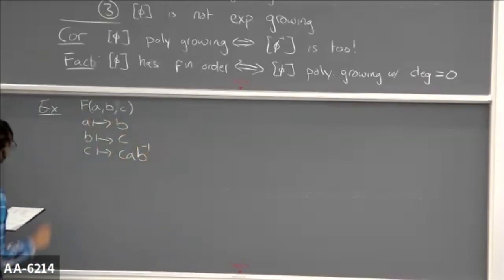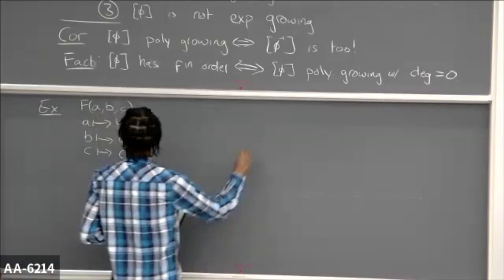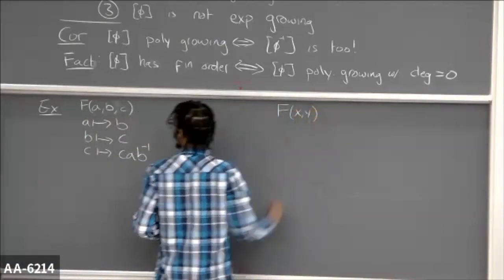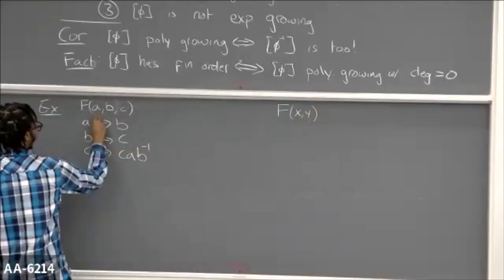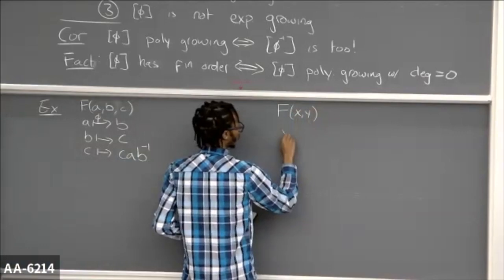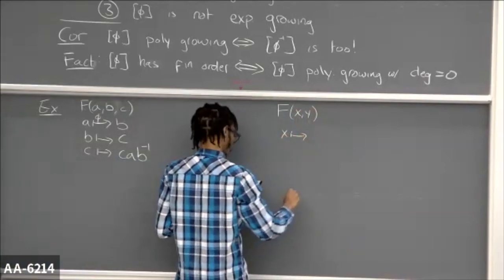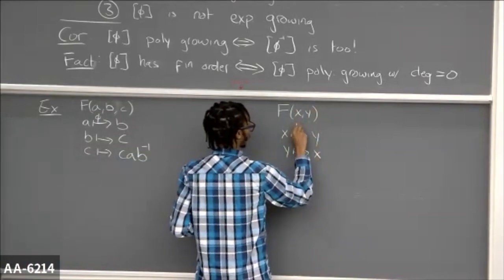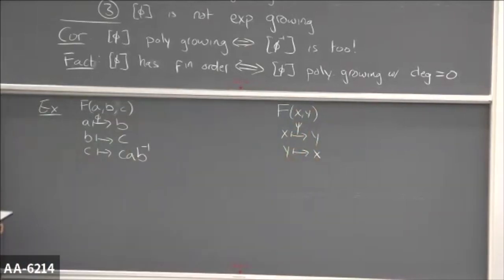And another automorphism over here, the free group on X and Y. So I'll call this phi, and this is going to be psi. X gets mapped to Y, and Y gets mapped to X. And this is psi.